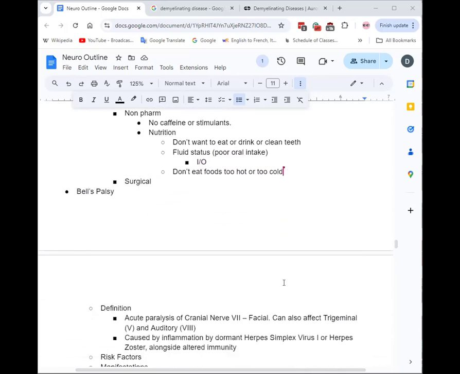Now we're moving into surgical care. Lord, I would cry if I had to do these. Oh my gosh. So you have two of them. What are your two examples for your surgical management?